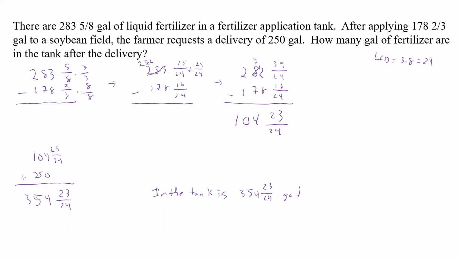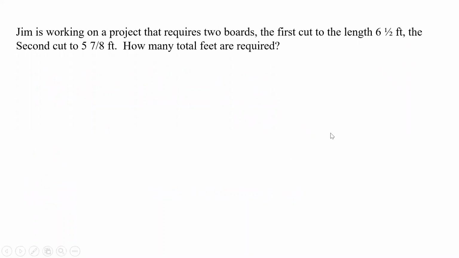All right, so that is, oh, one more here. Sorry about this one. Jim is working on a project that requires 2 boards. The first is cut to the length 6.5 feet. The second is cut to 5 7/8 feet. How many total feet are required? So he has 2 boards. One of them is 6.5 feet. So 6 1/2. The second is 5 7/8, and he wants to add those 2 numbers together.